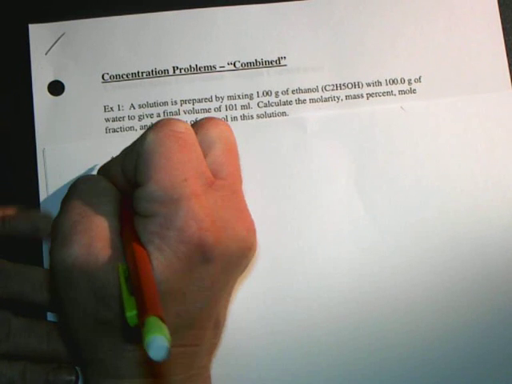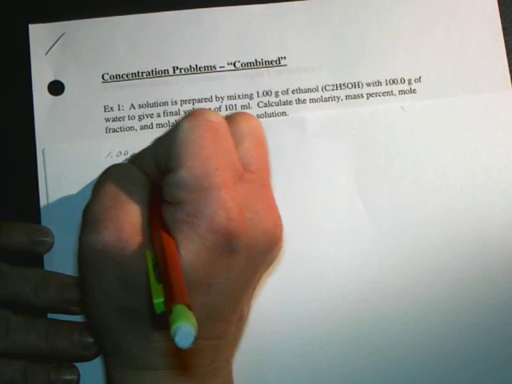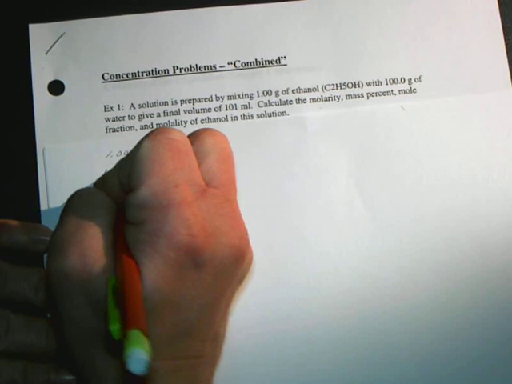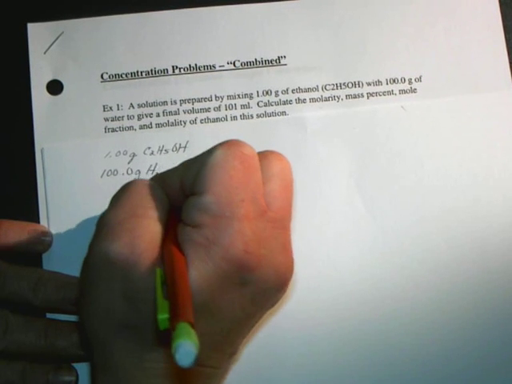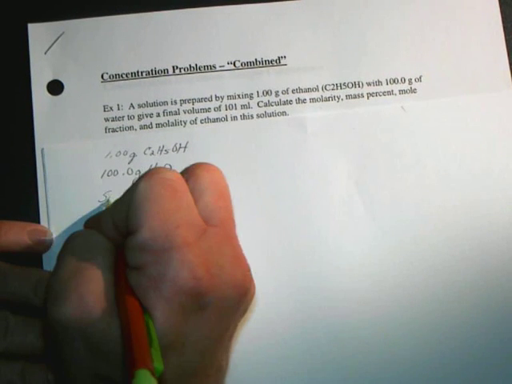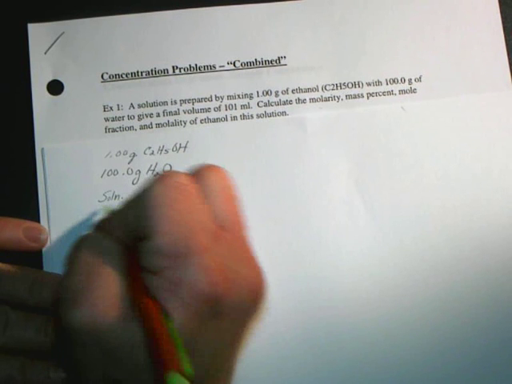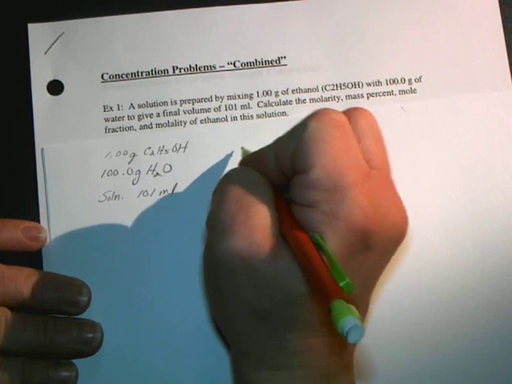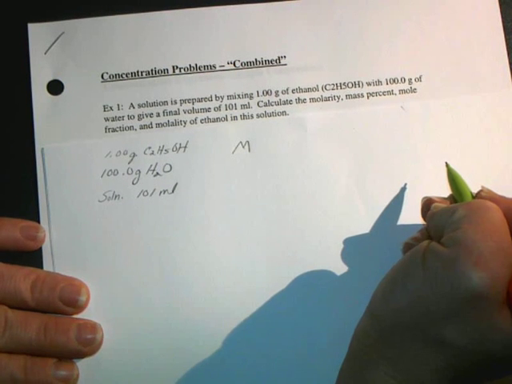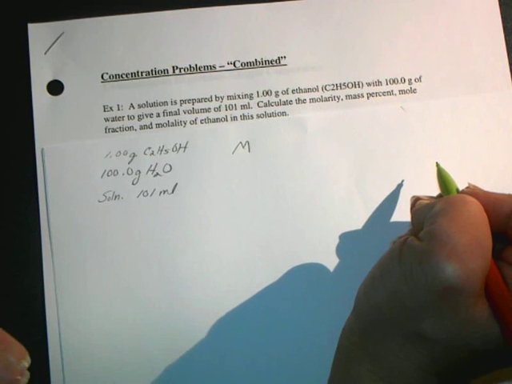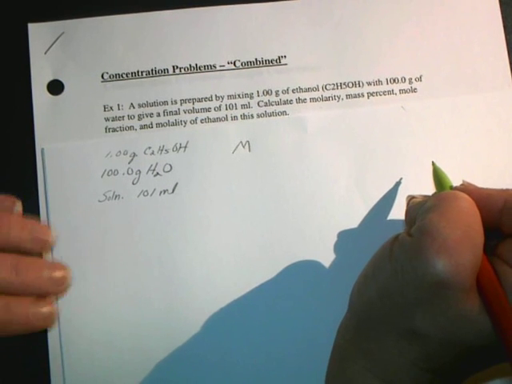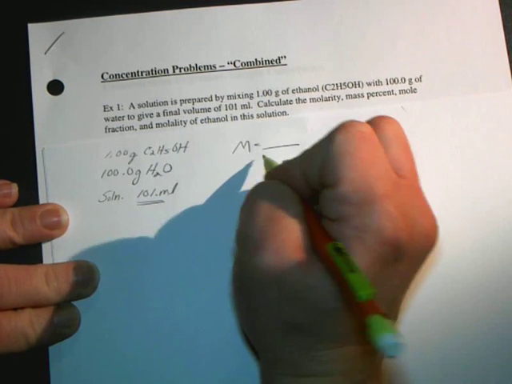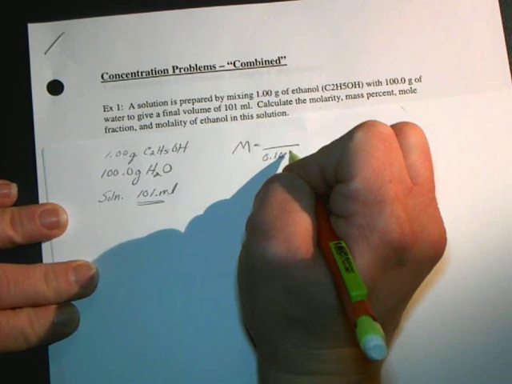Okay, so we are given 1 gram of our solute, and we are given the mass of the solvent. And then we're told that the volume entirely of the solution is 101 milliliters. Okay, we're first asked for molarity, which would be mole of solute per liter of solution. So we're given mils, but just converting that to liters.